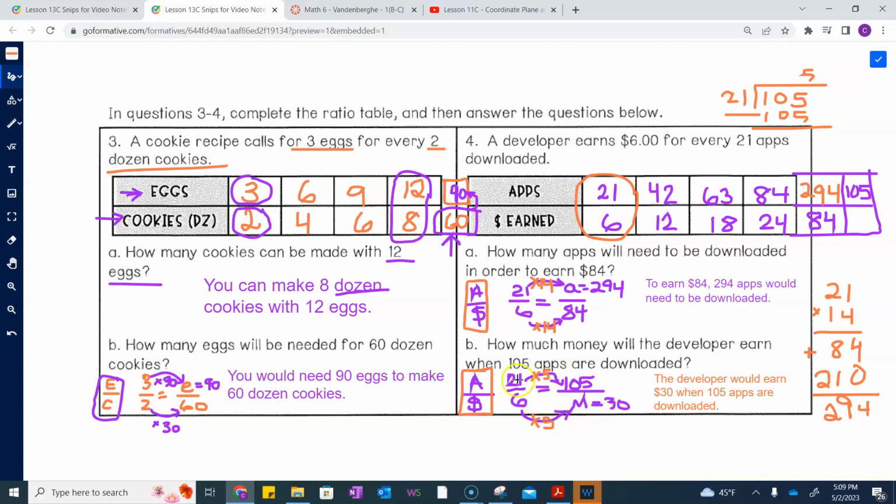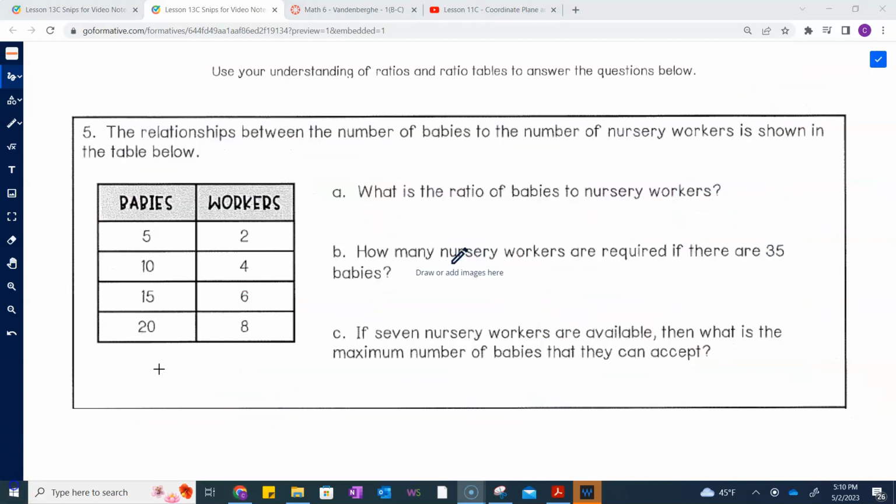So I got this proportion or equivalent ratio set up, and I figured out the scale factor. To go from 21 to 105, I had to multiply 21 by 5. And so I'm going to match that on the bottom to create an equivalent ratio, and I get M as 30. So if they download 105 apps, the developer earns $30.